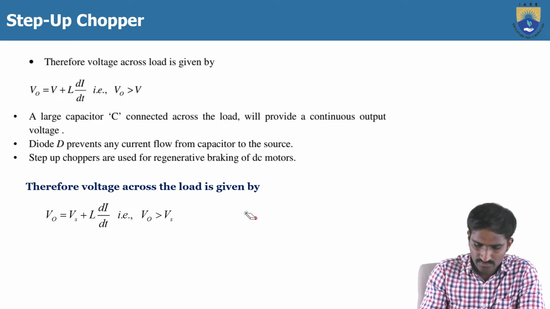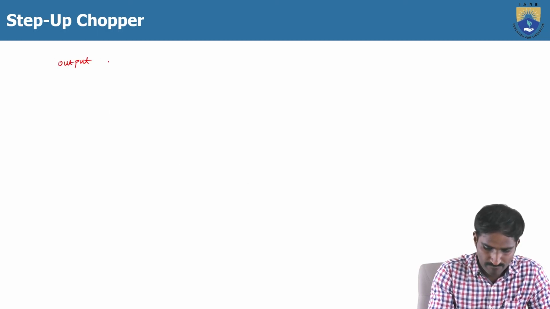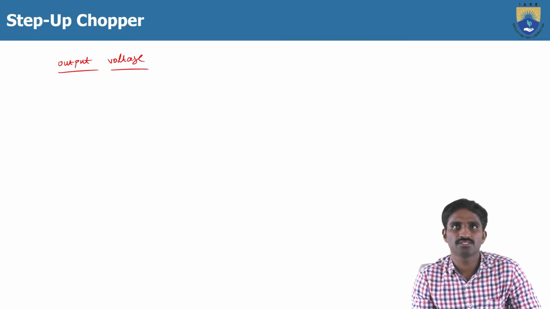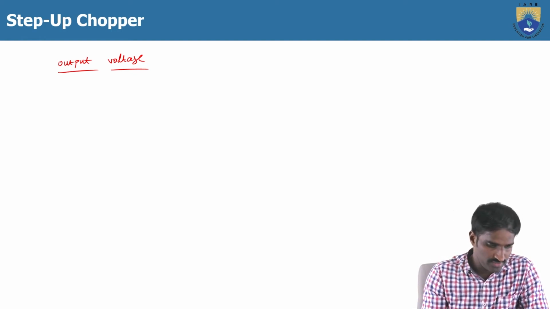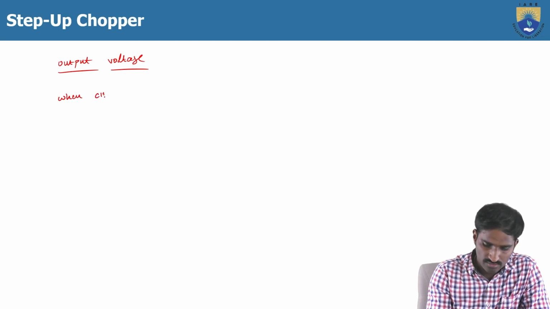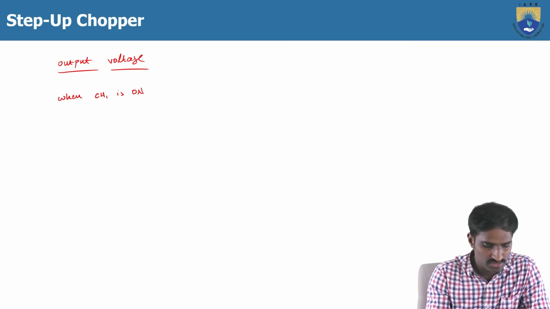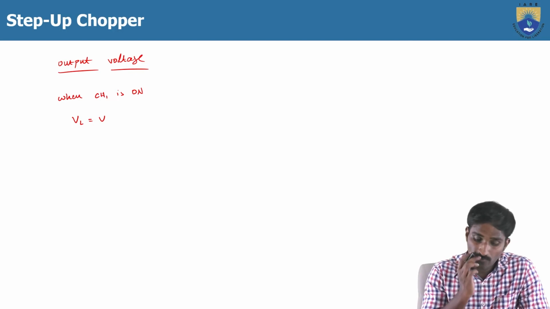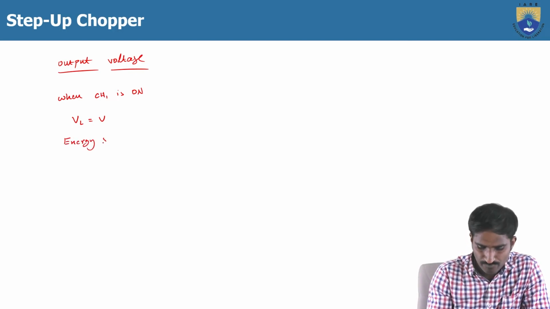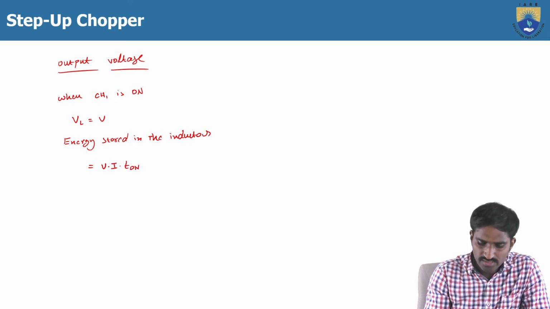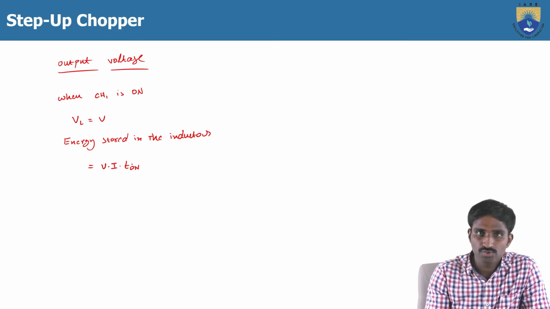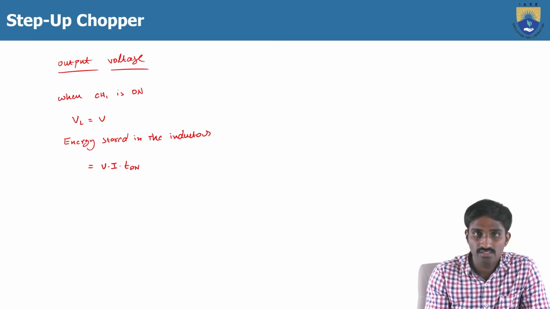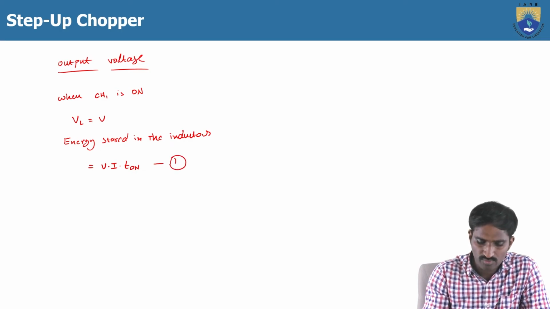So for that, let me consider the output voltage. When CH1, which is the chopper, is on, the voltage across the inductor VL is equal to V. Therefore, the energy stored in the inductor is equal to V into I into T on, because the inductor will store energy during the T on only. How much energy is stored depends on the on time, so that's why V into I into T on. Let me consider this as equation number 1.